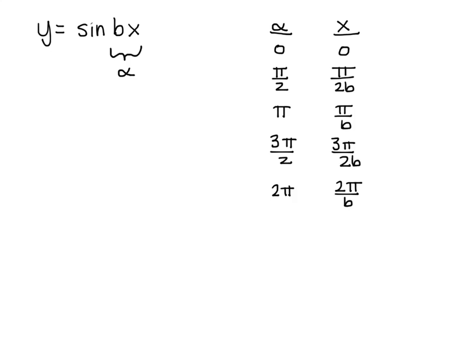So what would you expect the period to be then? If we did nothing to it, we would just have alpha, we'd have 2 pi. So the period of bx, what would that be? 2 pi over b, right. And so when we calculate the period, that's what we're going to do. We're going to take that coefficient and take 2 pi divided by that coefficient.